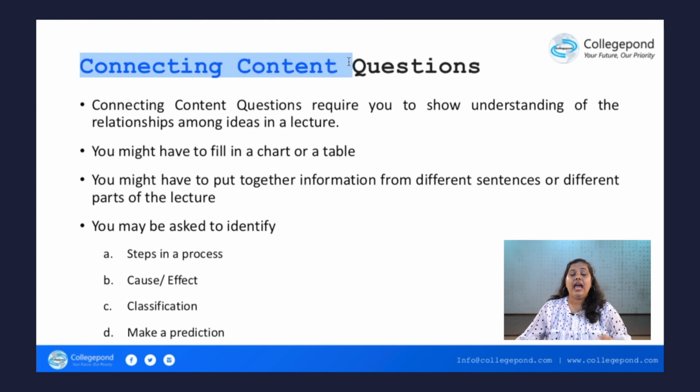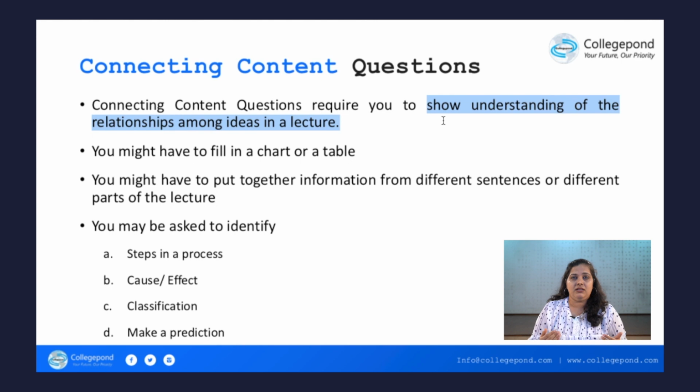Let's move on to the next question type, which is the connecting content type of a question. As the name suggests, this question deals with connecting some kind of content that you listen to. This will require you to show your understanding of the relationship among ideas. Remember, you cannot listen to the file again, but you did listen to the structure, you did listen to some of the ideas that came one after the other. So were you able to put together a coherent kind of a system in your head when you were listening to that file? That is what is going to be tested.